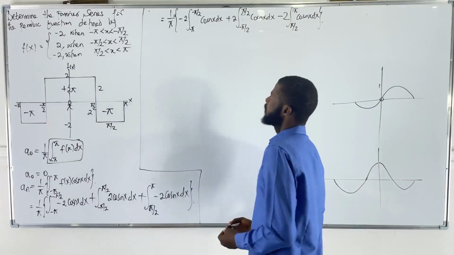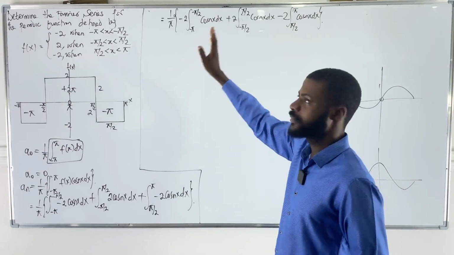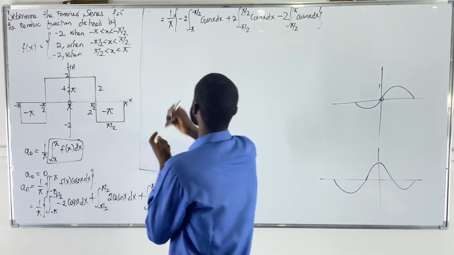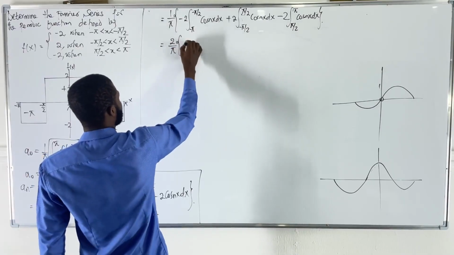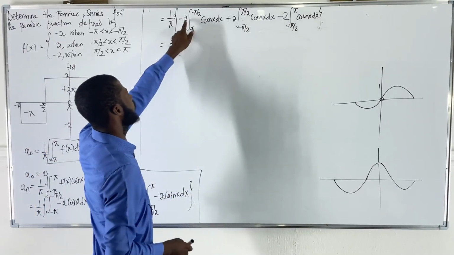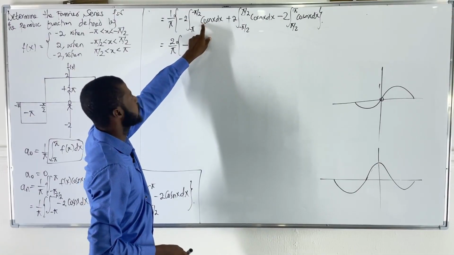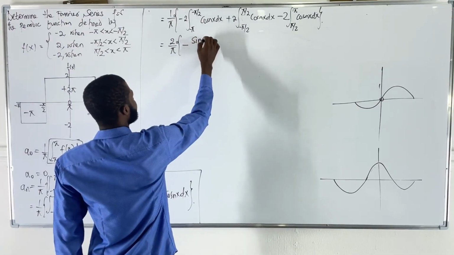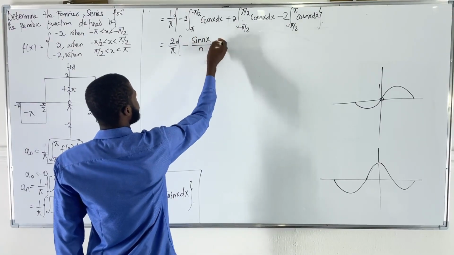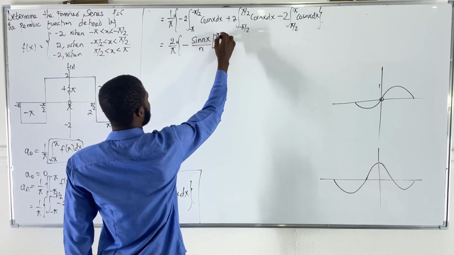All right. Now, if you look at every single function here, 2 is common. So I want to bring out 2. So this is 2 over pi. And this is minus. Now, if you look at this, when you integrate cos, what would you get? If you integrate cos, you're going to have sine. So this will be sine nx over n. Then you put in your limit, minus pi to minus pi over 2.